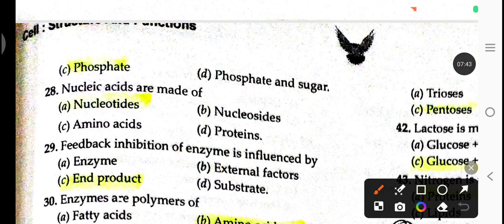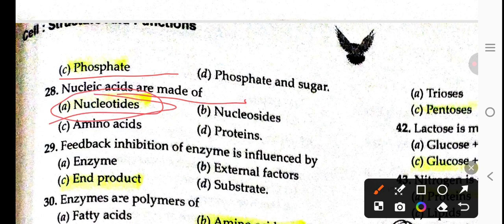So as we discussed earlier, a nucleoside does not have a phosphate group. It consists of only sugar and the nitrogen base. So it is option number C. Next, nucleic acids are made up of nucleotides. What are nucleic acids? They are the DNA and RNA which are made up of nucleotides.